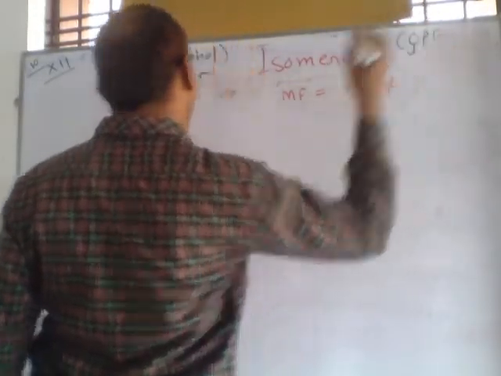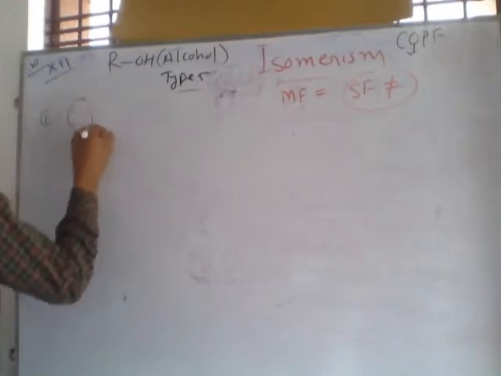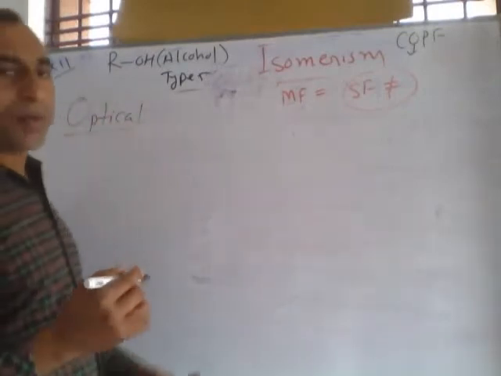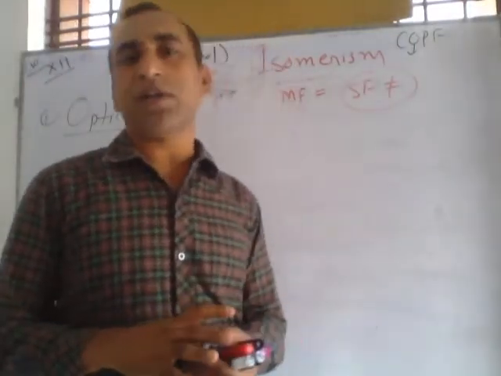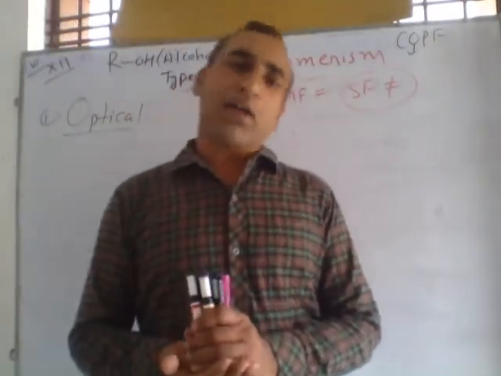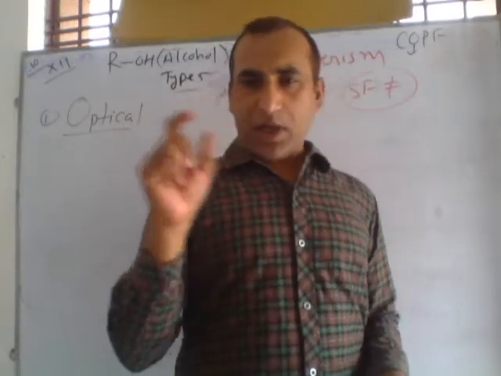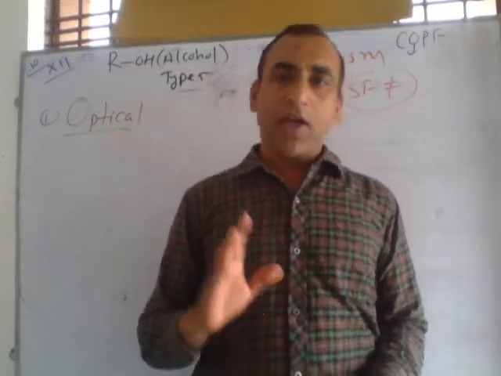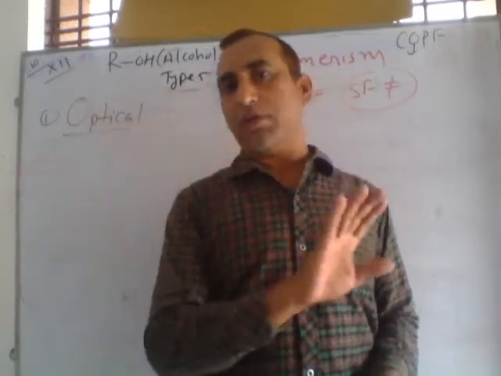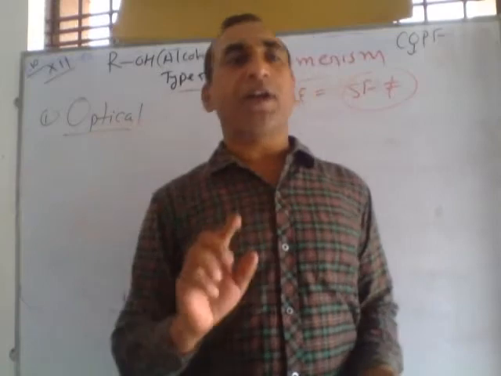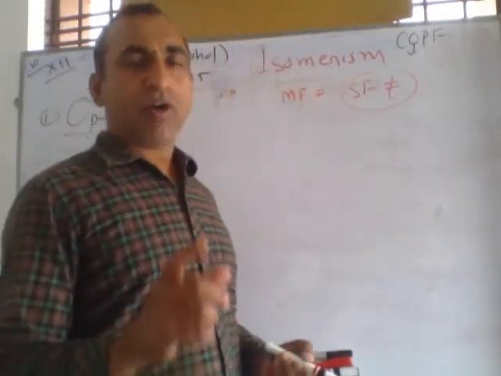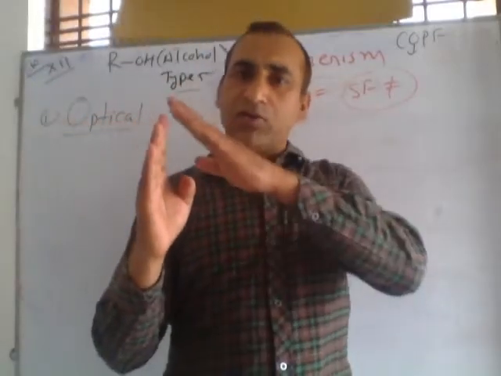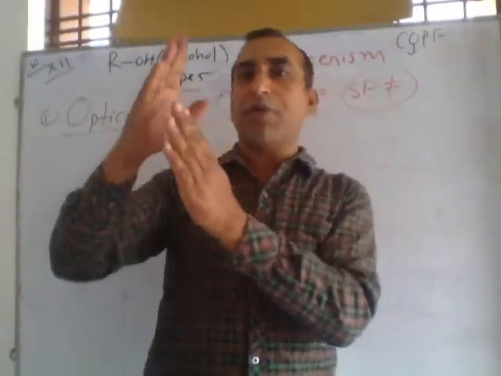COPF. The second O means optical isomerism. Optical isomerism means optical isomers, and optical isomers are chiral compounds. A chiral compound is one in which a carbon has four different groups attached, and chiral compounds have two mirror images that are non-identical, and their behavior toward plane polarized light is different. One compound rotates PPL to the left-hand side, another rotates PPL to the right-hand side.